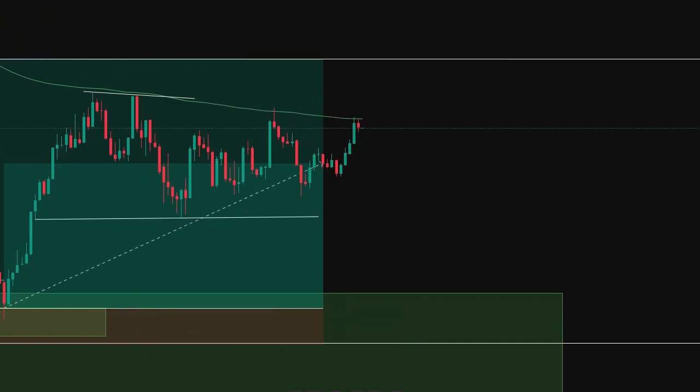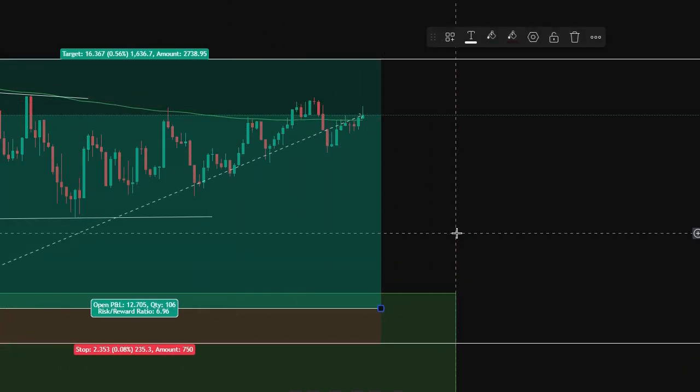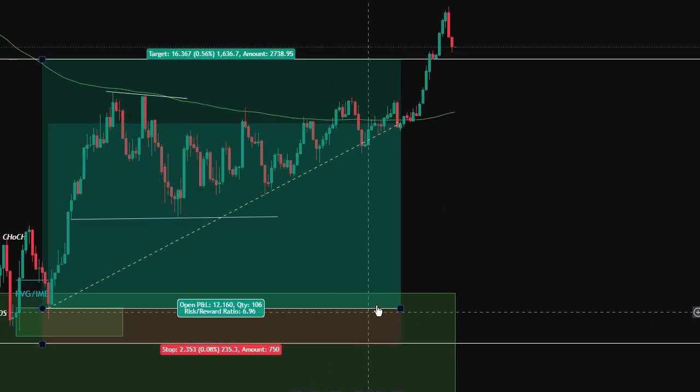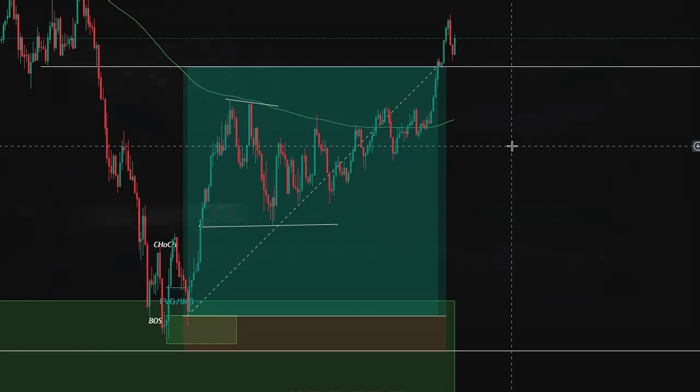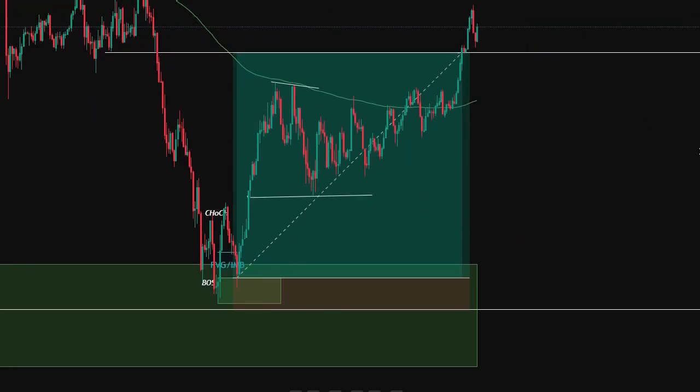You can see it is still playing out here, and we're still on the way. We haven't got the target yet. Now you can see exactly here we hit our target, and you can see the profit card also here. So I hope you get the logic behind this trade.